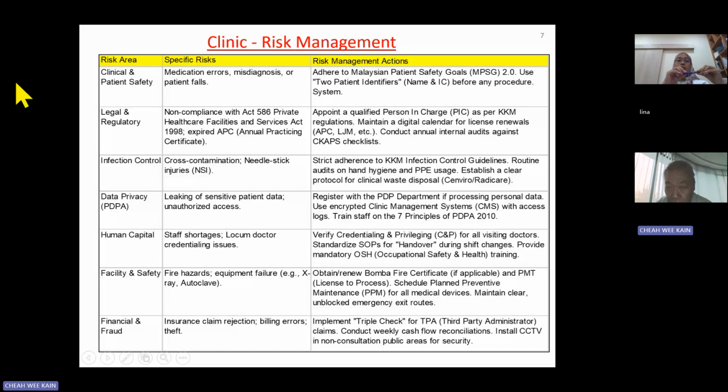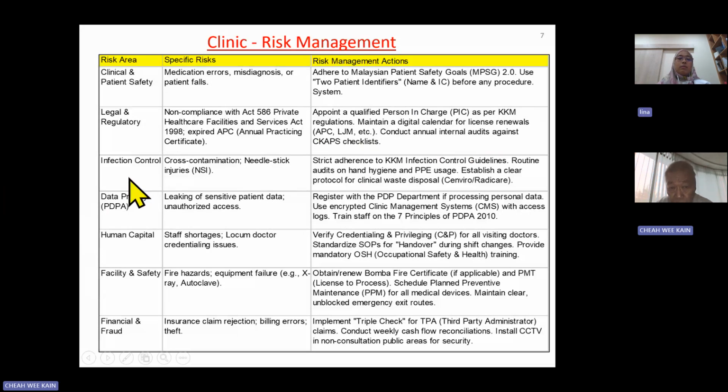Then the legal one: make sure your locum is qualified, per the KKM. And license renewal. Many people forget this one, don't play with license renewal. So every year, at the beginning of the year, write down on a piece of paper which licenses are going to expire. You better go and get it done. On January 1st, you already have a list for the whole year.